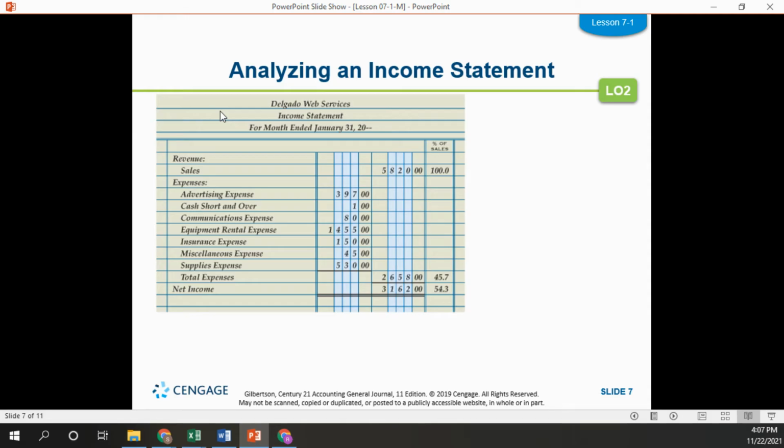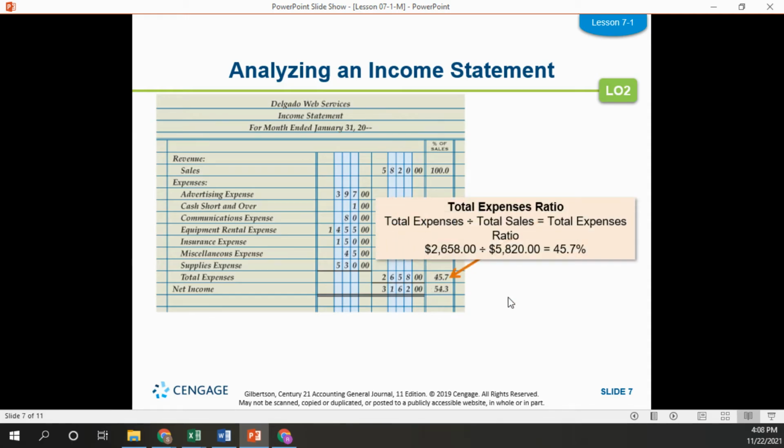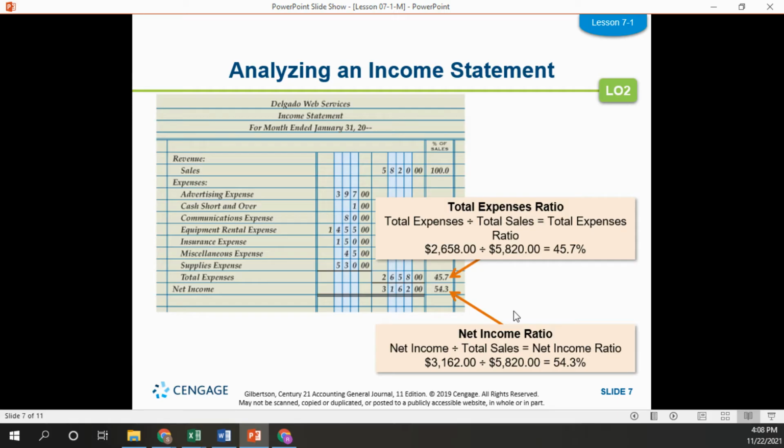So here you have an example of your income statement, and off here to the right you have a percentage of sales. So your denominator, the bottom end of your ratio, is going to be sales. The numerator is going to be a variety of factors. In this case, we're using sales as both a numerator and a denominator, which makes it 100%. Then we're taking total expenses as our numerator, 2658, and dividing them by 5820 to come up with that ratio, 45.7. Then we have net income as the numerator, divided by our denominator, 5820, to come up with a net income percentage of sales of 54.3. Here they just illustrated that. There's our total expenses ratio, and there's our net income ratio.